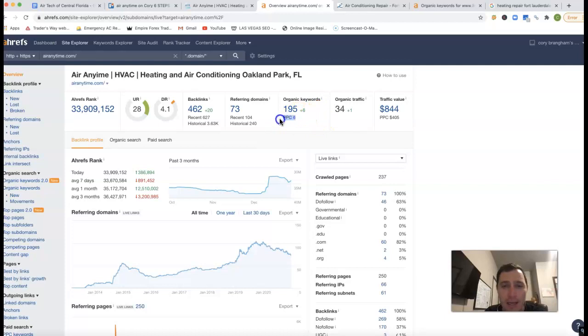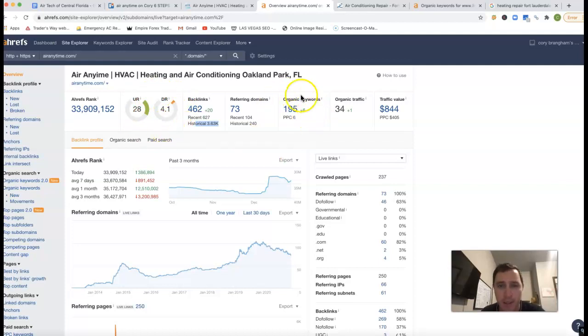it looks like you are running ads. You've got PPC, which stands for pay-per-click. Looks like you've got some ads running there. Right now you have 73 referring domains, which are pushing back 462 backlinks. Looks like historically you've had over 3,000 backlinks. This UR/DR, this is really the balance of your backlinking. Looks like you need a little bit more high quality backlinks as well.